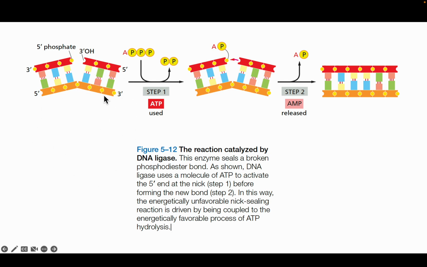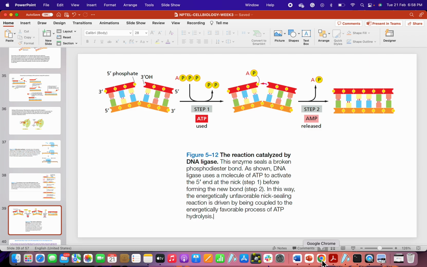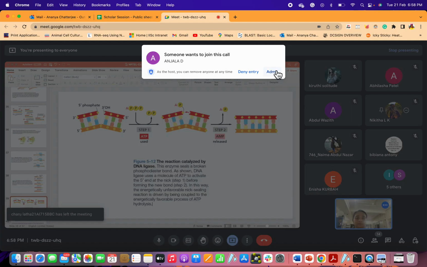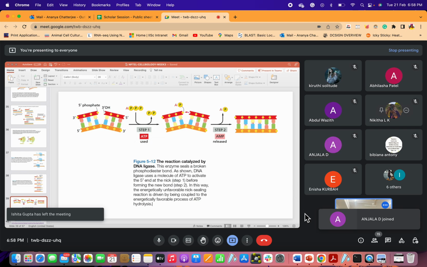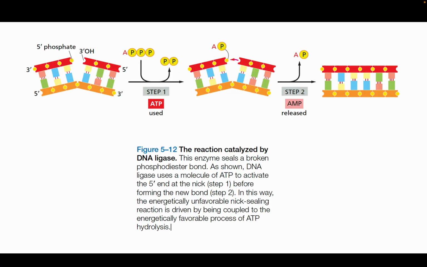So, how is the reaction catalyzed by DNA ligase? This enzyme seals a broken phosphodiester bond, as shown. DNA ligase uses a molecule of ATP to activate the 5' end at the nick before forming the new bond. In this way, the energetically unfavorable nick sealing reaction is driven by being coupled with the energetically favorable process of ATP hydrolysis.